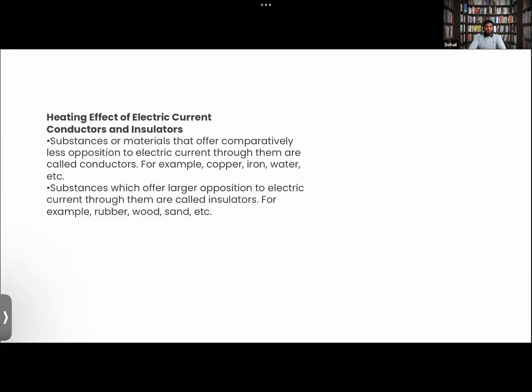Okay, so let's continue from where we left off in the previous class. We were doing the heating effect of electric current, right? There we saw that when a current flows either in an electrical appliance or in a wire, it leads to the generation of heat, and the amount of heat generated varies from substance to substance, right?